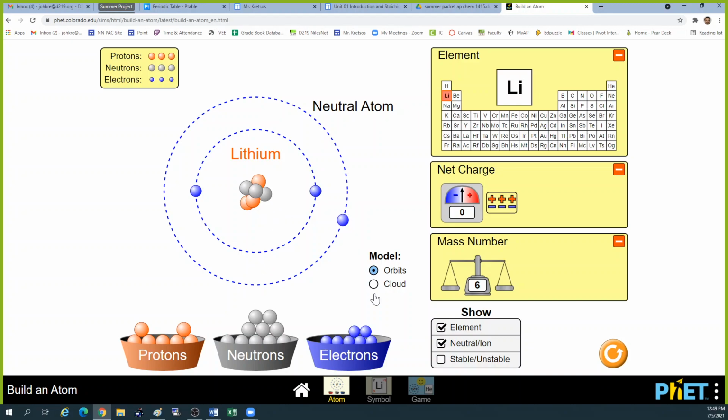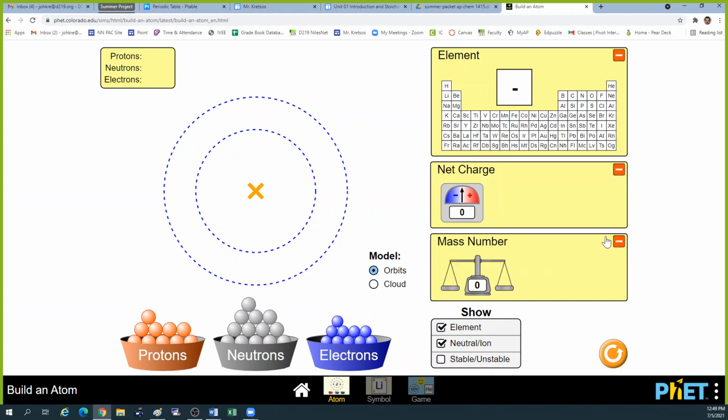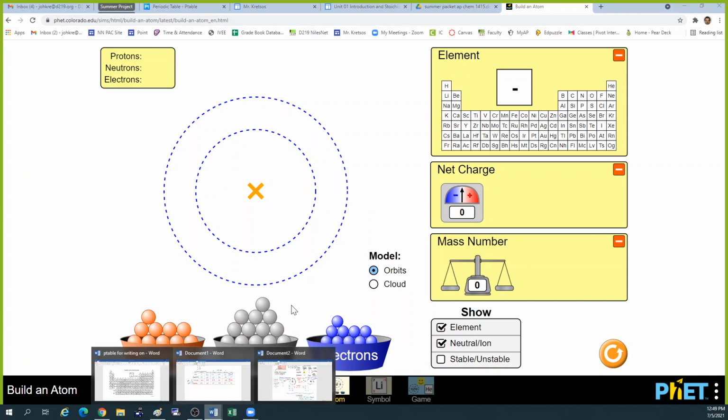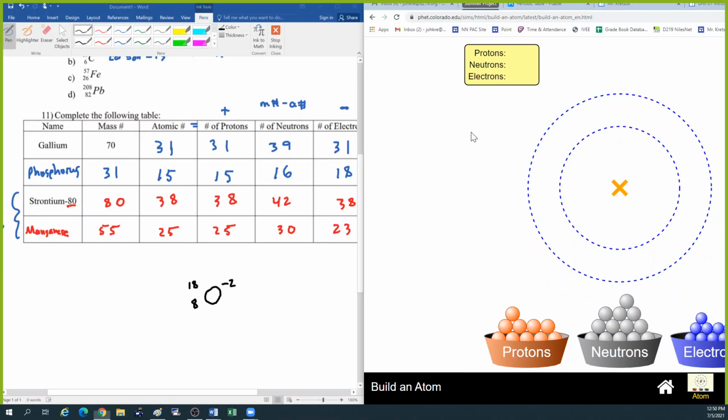So let's go the other way. Let's say that I wanted to build, here, I'll write the element and then we'll see how we would put it together. I want to make sure I have enough atoms to do this. Let's do oxygen with a mass number of 18 and a charge of -2. So this is what I want to build.